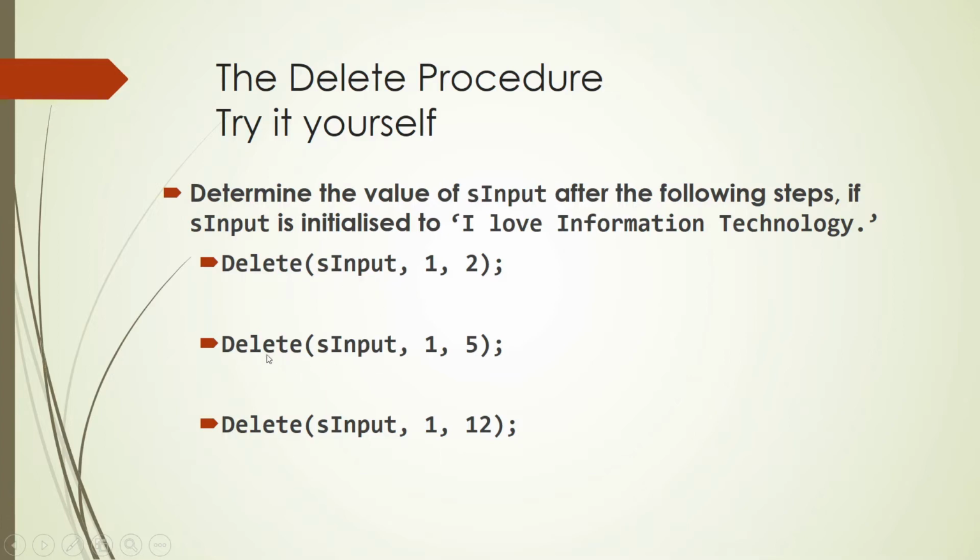After this, if I have to execute the next statement, and I want to delete from sInput, start at position 1, and I want to delete 5 characters. What will sInput now have? And after the second statement has been executed, when I execute the third statement, what would be the new value of sInput? Remember, it changes the existing variable. Press pause and try it for yourself.